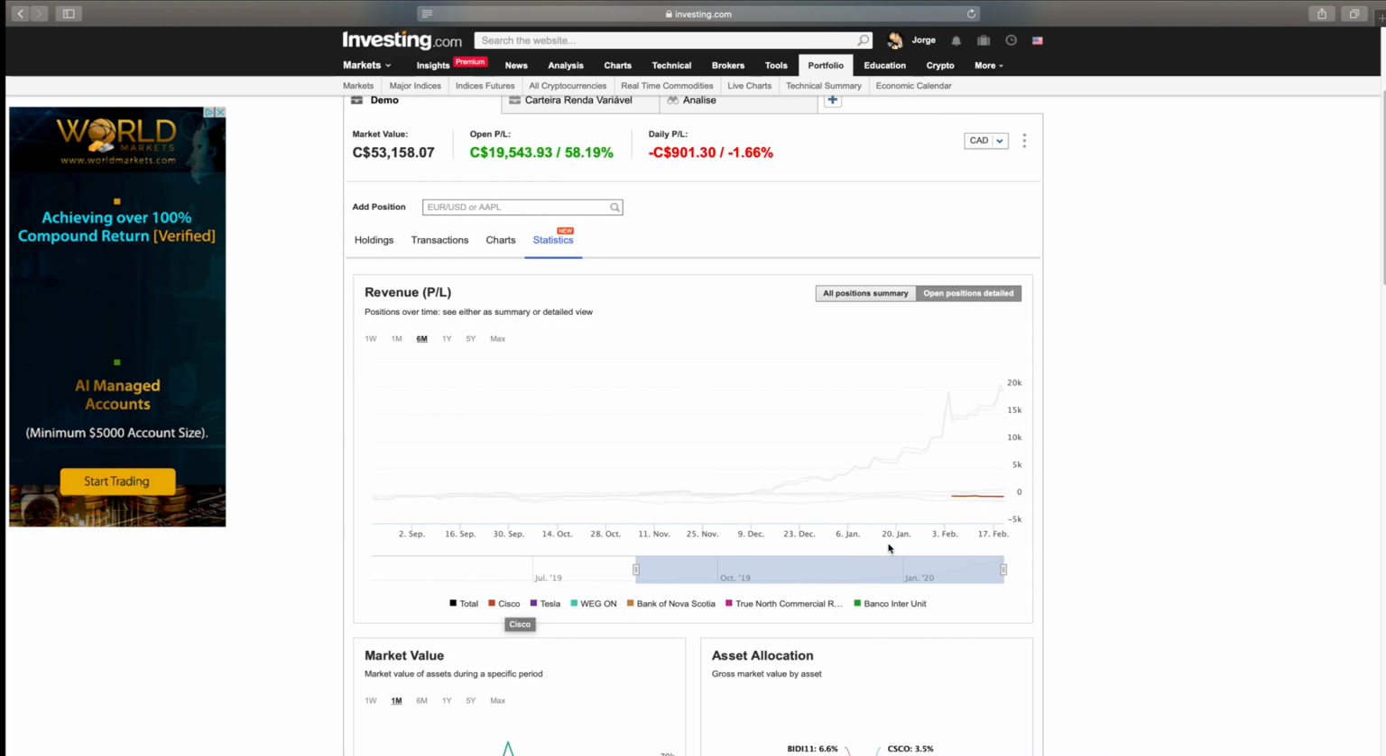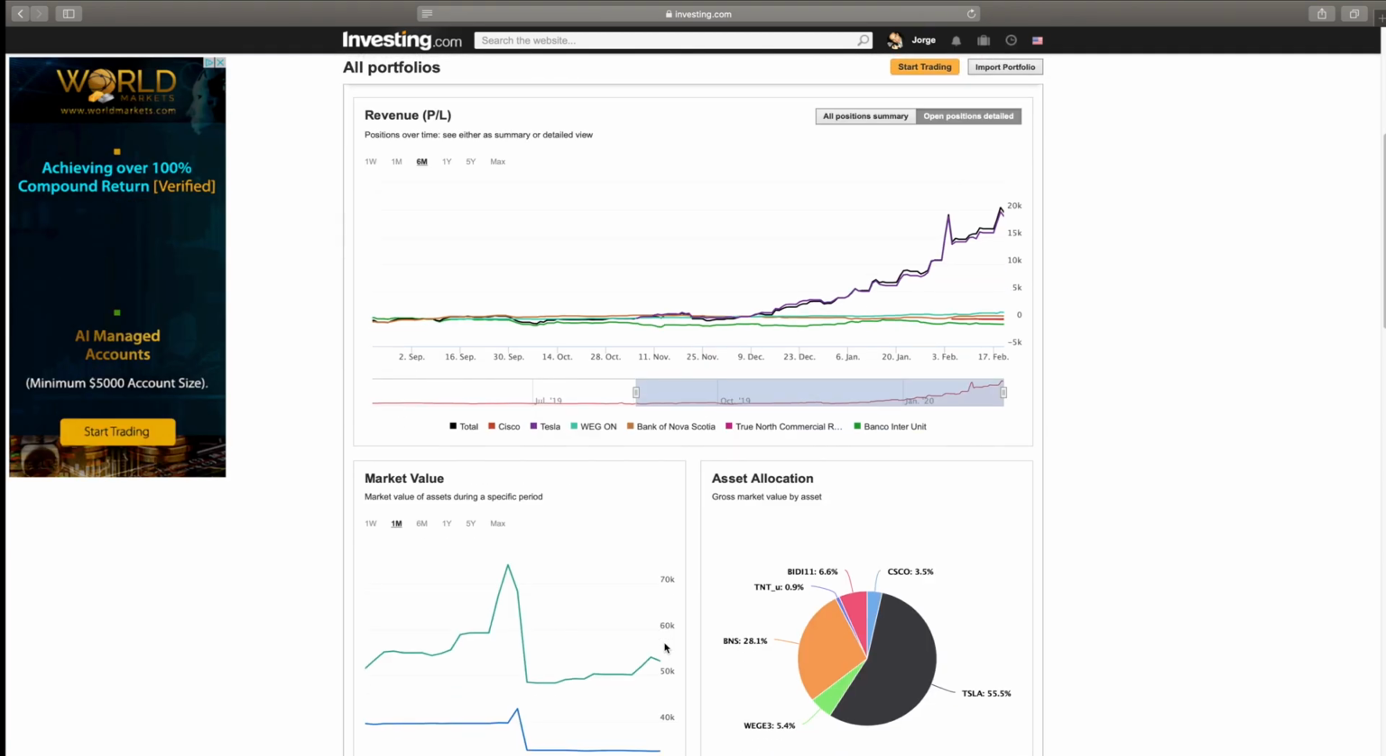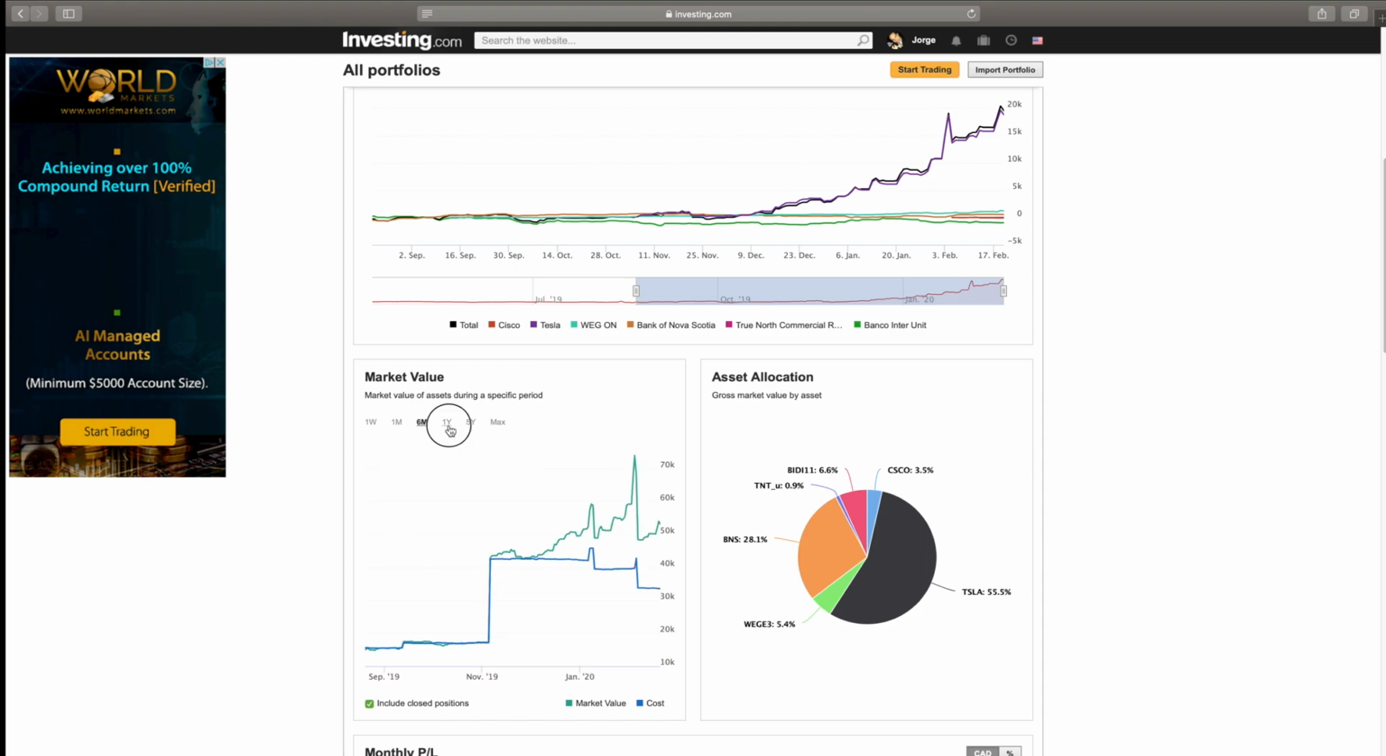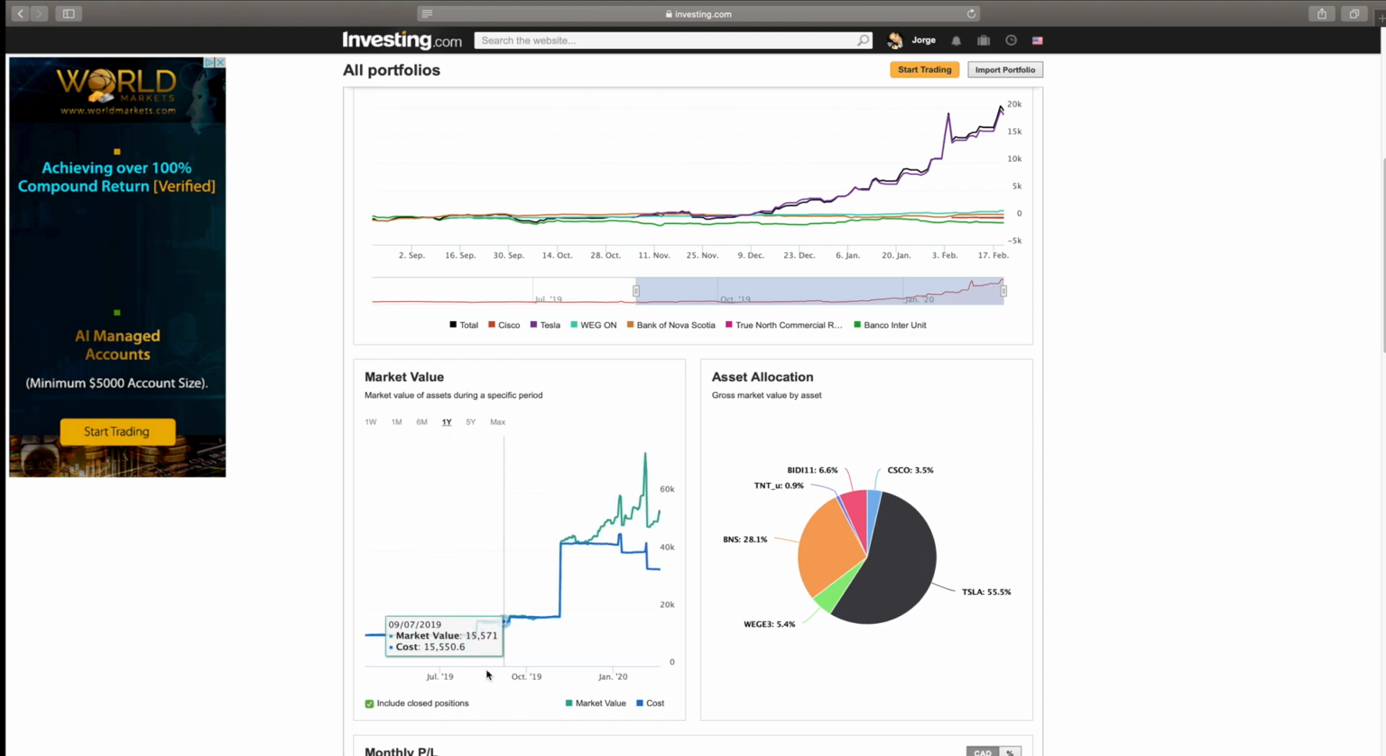That's the revenue. So you see Cisco, I put Cisco a few days ago for this demo, and you don't see a long line since the beginning because it was new in my portfolio. So we have the market value. Here you see how your market value is going in 1 month, in 6 months, let's say 1 year. How is your progress including the closed position? If I remove the closed position, it's a little different. You have the 2 lines: the green line is the market value, and the blue line is the cost. Cost means when I open a position.